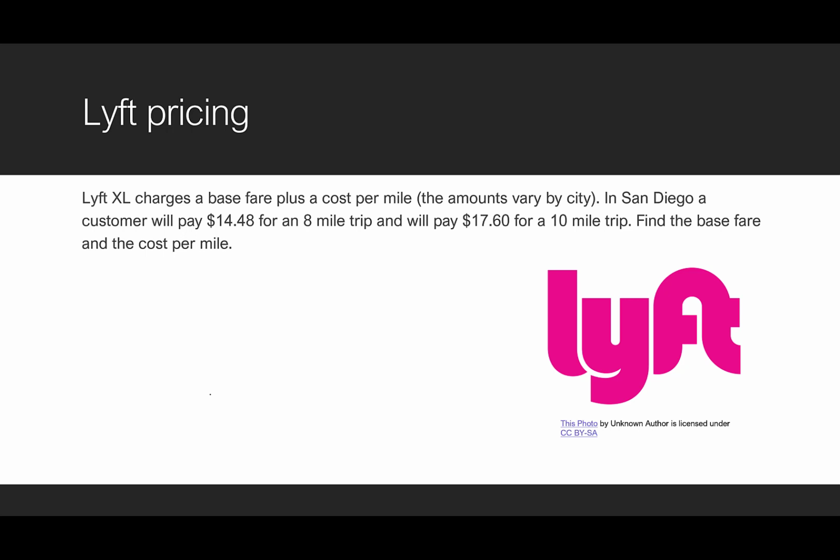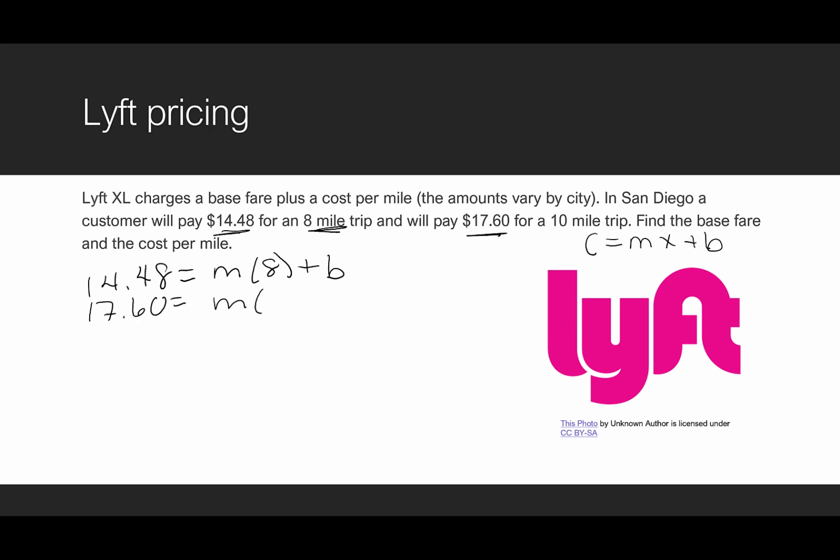So what do I think about here? Well, I think about like the cost is equal to the amount per mile plus some base fare. So I see one cost, $14.48, is equal to some base price that I don't know, so I'm just going to call that M, and that's for 8 miles, so let's put in 8, plus the base fee that I don't know. I also know $17.60 is equal to that same M, the cost per mile, but this time this was a 10-mile trip, and we have that same base fare.